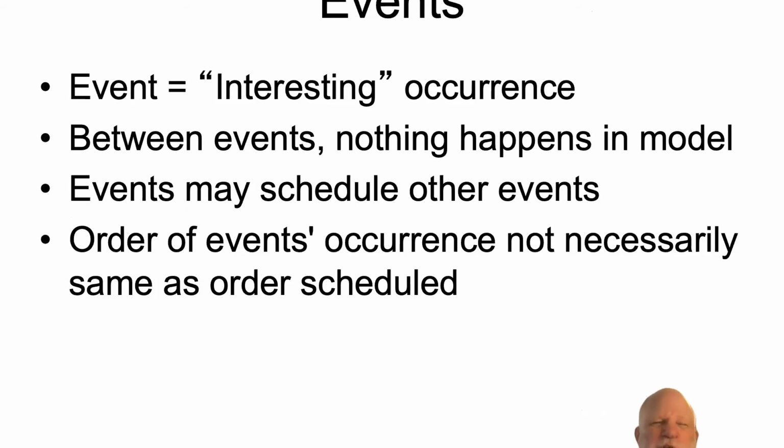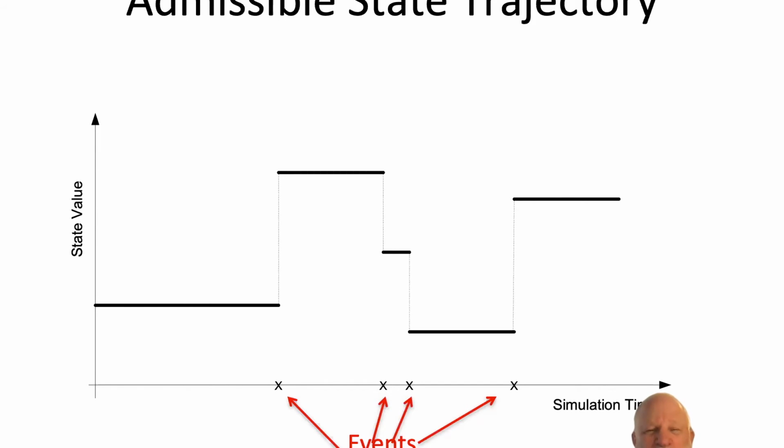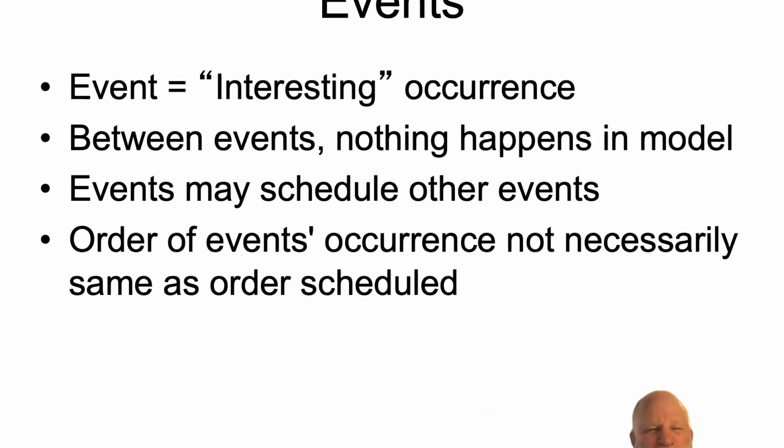So just to dive into this a little more, events are where an interesting thing happens. The only interesting thing in a discrete event model is when a state changes value. In between events, nothing happens. From this event to this event, if this is the only state in this model, between this time and this time, nothing happens. Okay, that's an important observation.